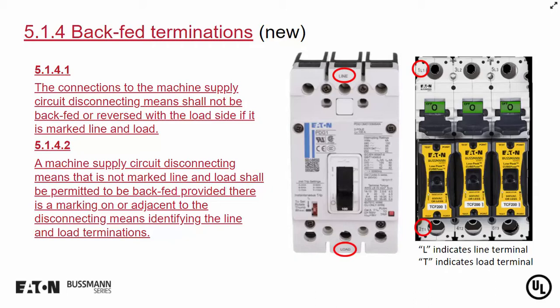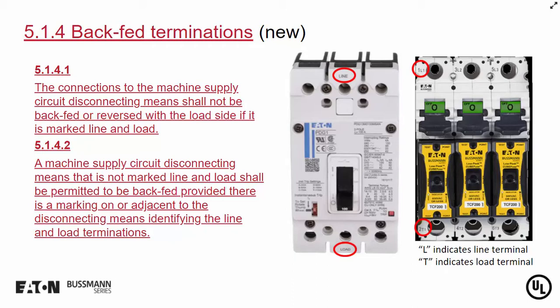5.1.4 covers backfed termination. The added text addressing backfed termination makes it clear that a machine supply circuit disconnecting means that is marked with line and load cannot be backfed. Text has been added to identify the requirements for when machine supply circuit disconnecting means can be backfed, and for the marking requirements when it is backfed.